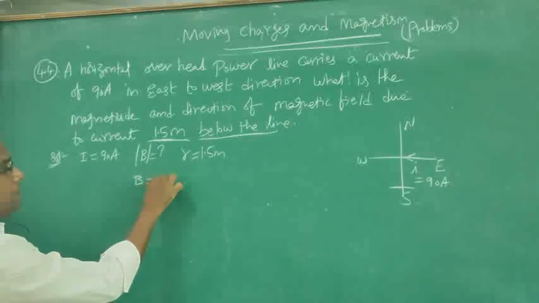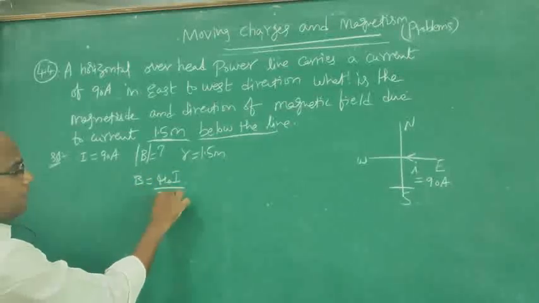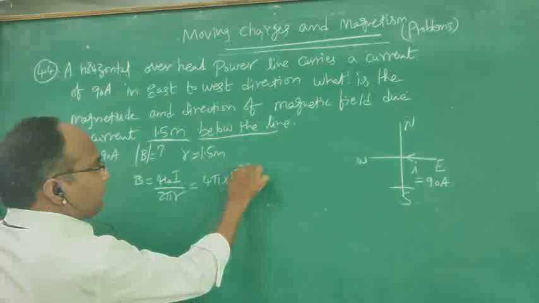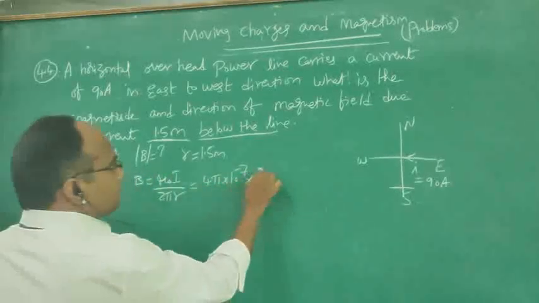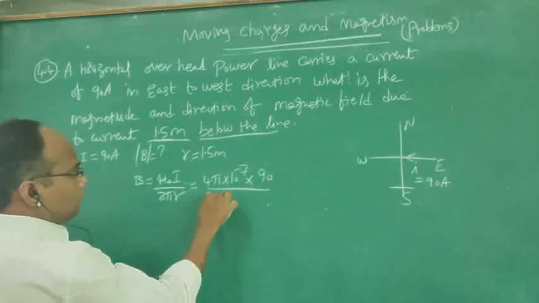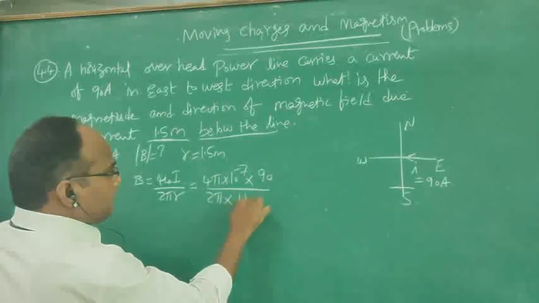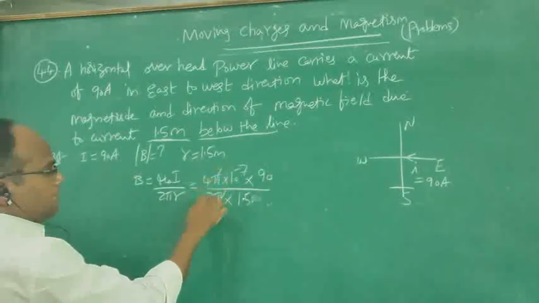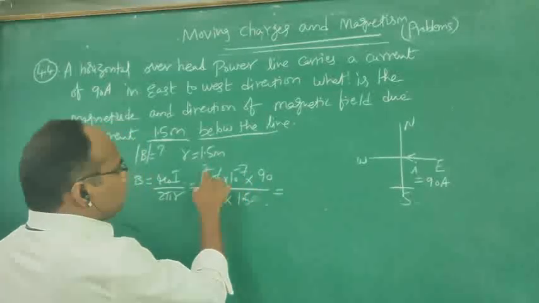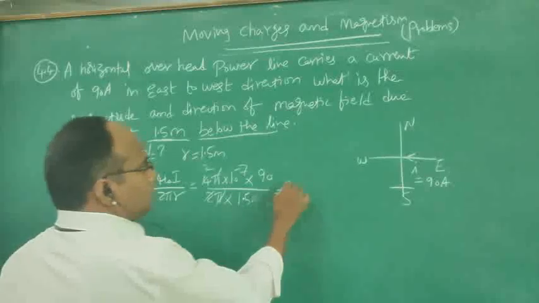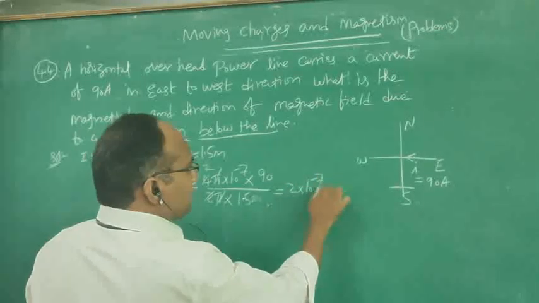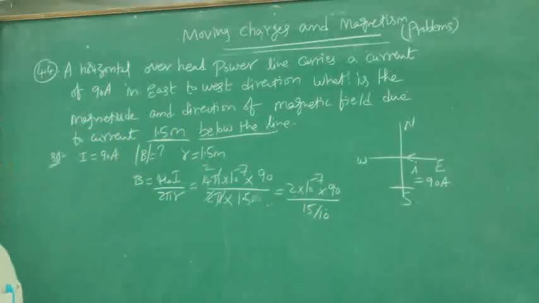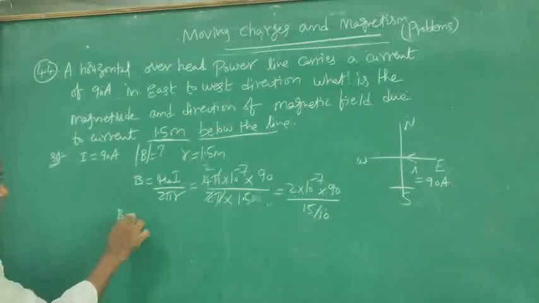So what is the formula? B is equal to mu naught I divided by 2 pi r. Same formula. So here 4 pi into 10 to the power of minus 7 into current, 90 ampere, divided by 2 pi into 1.5 meter. So here what happens? Pi cancels. 2 ones are 2, 2 twos are 4. So what is the value? 2 into 10 to the power of minus 7 into 90 divided by 1.5. I am writing 1.5 as 15 by 10, for easy calculation.